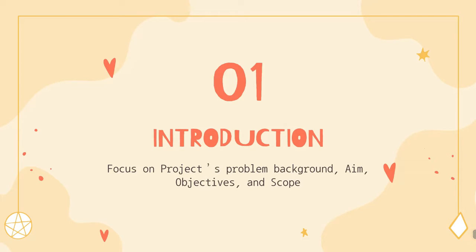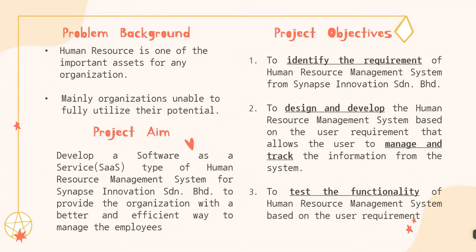The first part of the presentation is the introduction. Why do we need a human resource management system? This is because human resource is one of the important assets for any organization in the world. But unfortunately, many organizations are unable to fully utilize their potential. Hence, the human resource management system is one of the systems that can help organizations to fully utilize their potential. Hence, the aim of this project is to develop a SaaS type of human resource management system for CNET company, so that the CNET company is able to manage their employees in a better and efficient way.